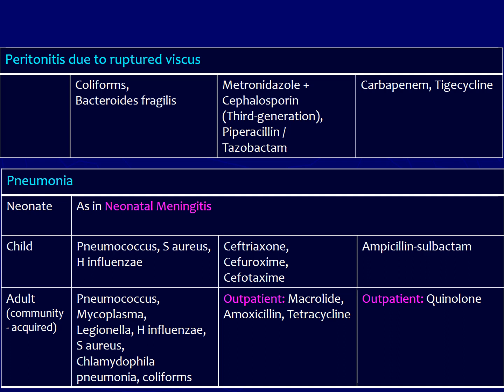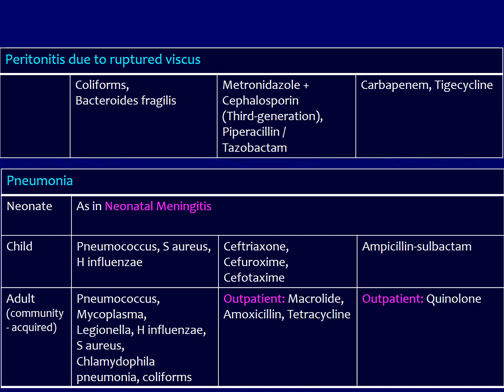Then the second choice. Then pneumonia in the neonate. Here, all the microorganisms and the first and second choice are the same as we have seen previously in neonatal meningitis. Similarly, in children and adults. In children specifically, again specific microorganisms, pneumococci, etc. Then the first choice, ceftriaxone, etc. Then ampicillin, bacterium, second choice.